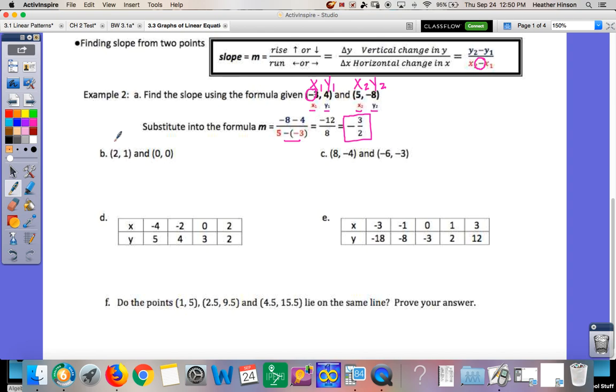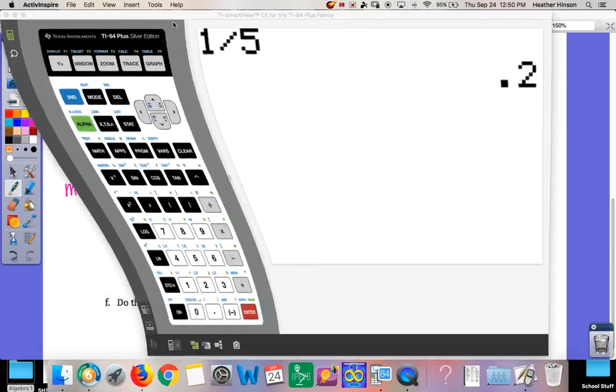So with B, we can work this one out. We have XY points. Your first point is 1. Your second point is 2. And we plug it into our formula. Y2 minus Y1 over X2 minus X1. Y2 is 0 minus Y1, which is 1. On the bottom, X2 is 0 minus X1, and X1 is 2. And then we can plug it into our calculator.